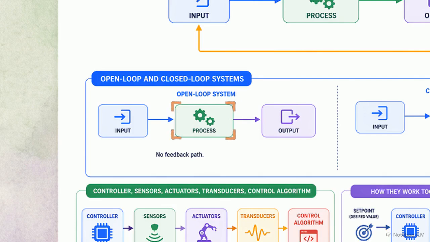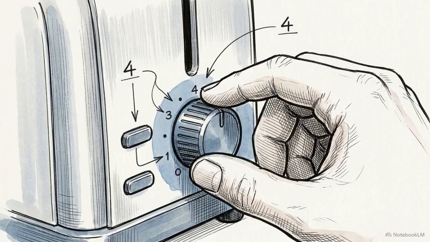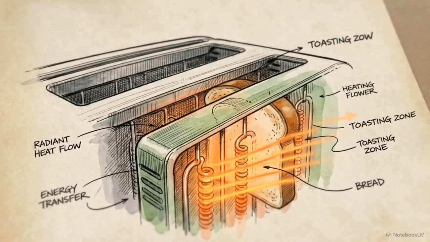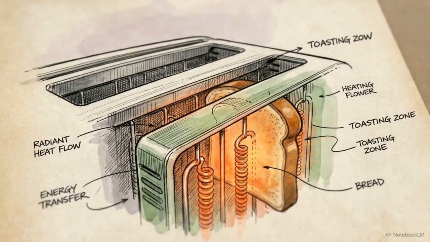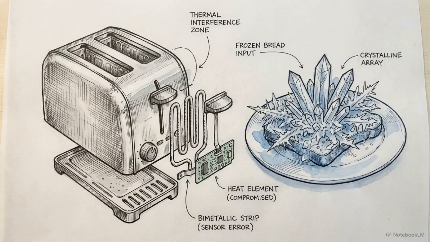Let's look at the baseline diagram on the left, the open-loop system. It does not measure the real-world result of its actions, relying strictly on preset instructions. Notice the text at the bottom. There is no feedback path from the output back to the input. A basic timer-based toaster operates exactly like this. The user provides the input by setting the browning dial or timer. The process begins. The heating element runs for that fixed number of minutes, and finally, the output occurs when the bread pops up.